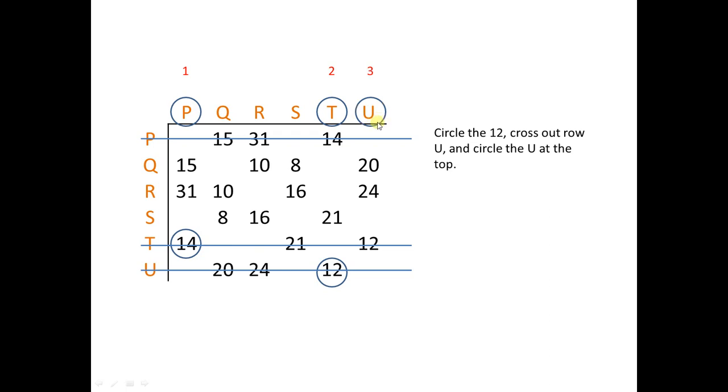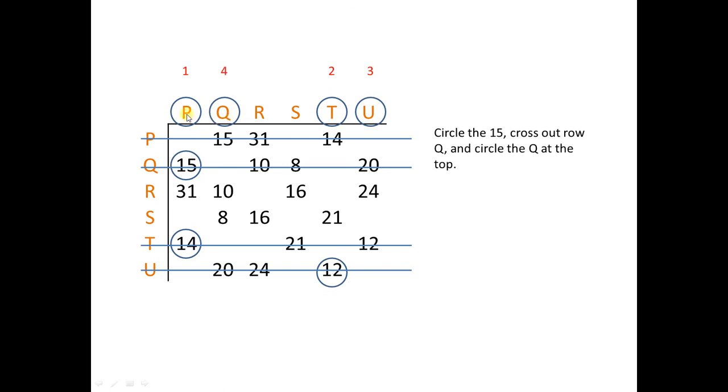Now look for the smallest number in columns P, T and U, which is the 15. Put a circle around the 15, cross out the row that it's in. Because I just crossed out row Q, I put a circle around the Q at the top.